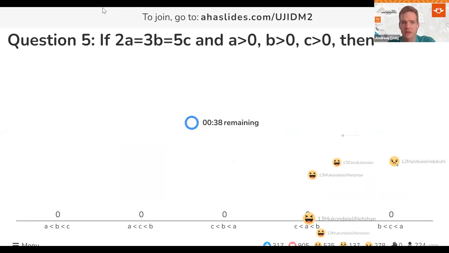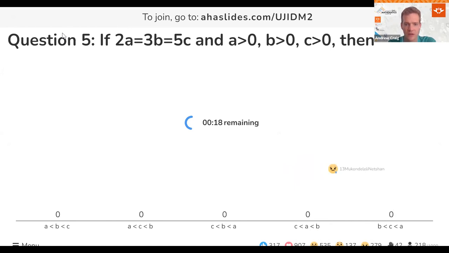So here the question says, we have 2a is equal to 3b, which is also equal to 5c. So 2a equals 3b equals 5c. All the numbers are positive, and it's asking you to find the relationship between them. The first option is a less than b less than c. The next option is a less than c less than b. Then c less than b less than a, c less than a less than b, and the last option is b less than c less than a.